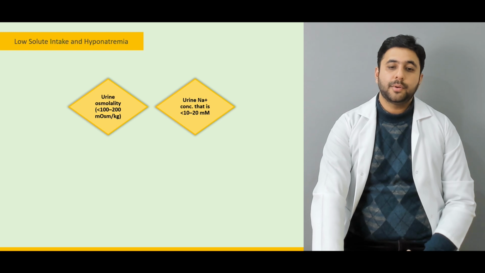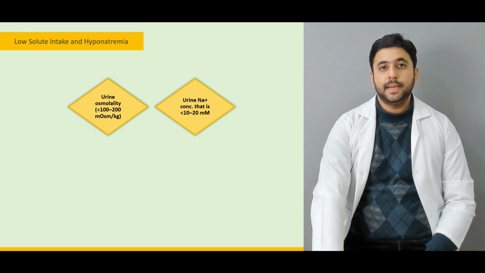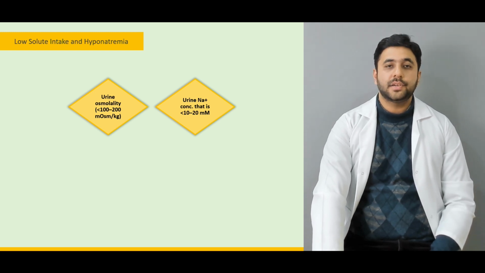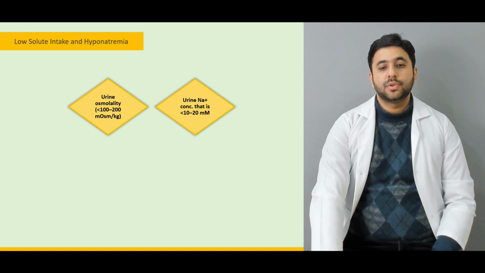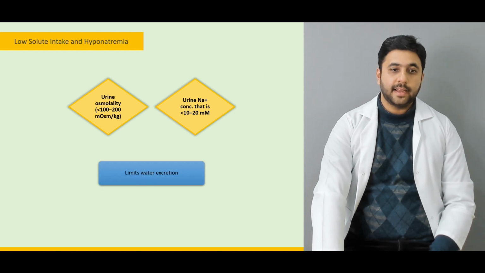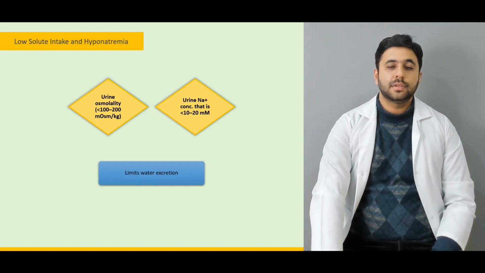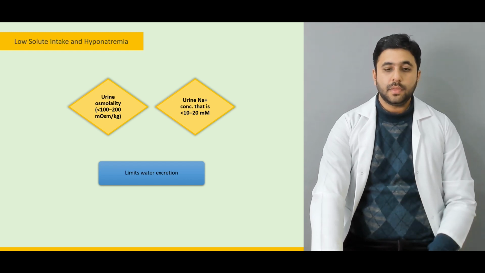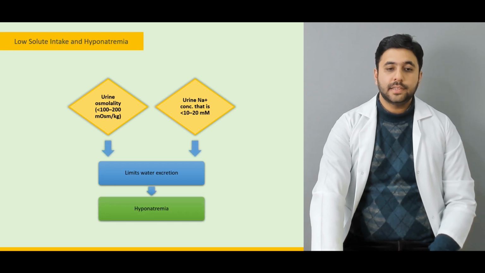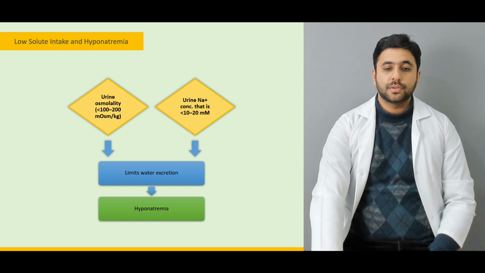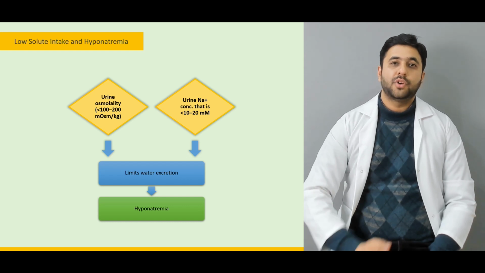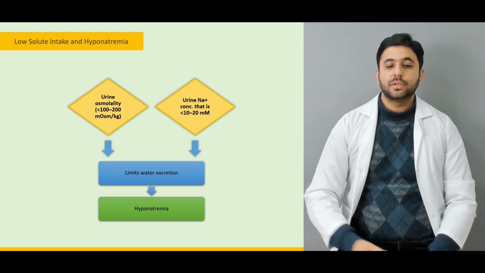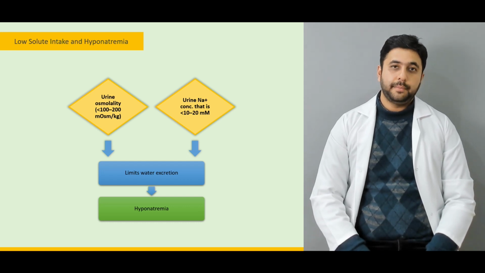And along with that, the urinary sodium concentration will be very low, less than 10 to 20 millimoles. This is because of the low solute intake. The kidneys are trying to preserve as much sodium as they can. So the urinary sodium concentration and the urinary osmolarity are both low in someone who has not been adequately taking sodium. Or this might happen in someone who is a strict vegan and avoids sodium and meat strictly. Because of this decreased urine osmolality and decreased urine sodium concentration, this will limit the water excretion, and the ADH will be increased. And this can also lead to dilutional hyponatremia in these patients as well.